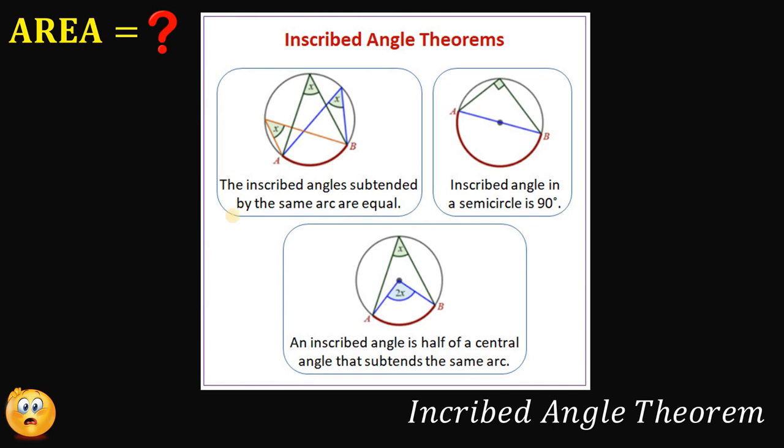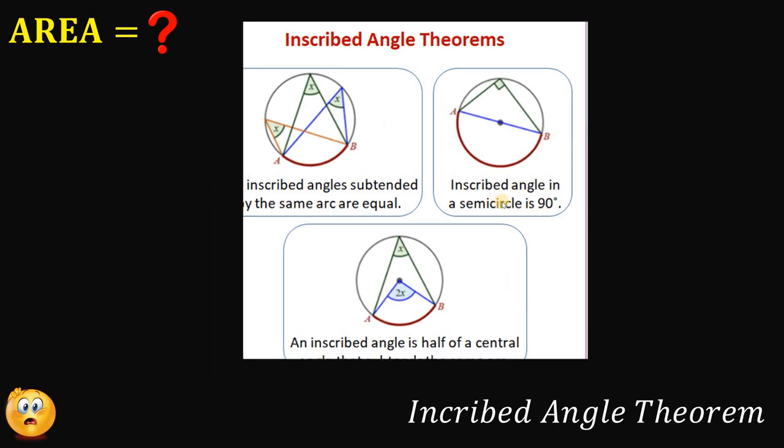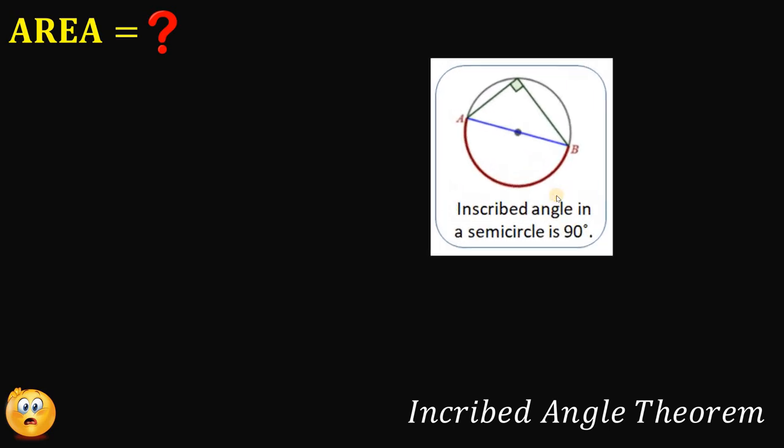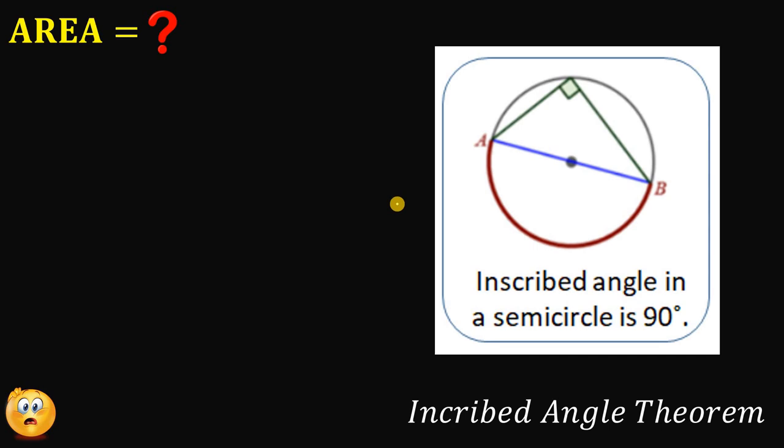The inscribed angle theorem says the inscribed angles subtended by the same arc are equal. That's the first one. The second, inscribed angle in a semicircle is always 90 degrees. That is the second one. The third one, an inscribed angle is half of the central angle that subtends the same arc. But here, we are interested in the second theorem. It says that inscribed angle in a semicircle is always 90 degrees.